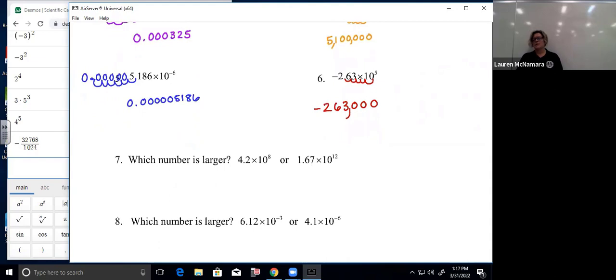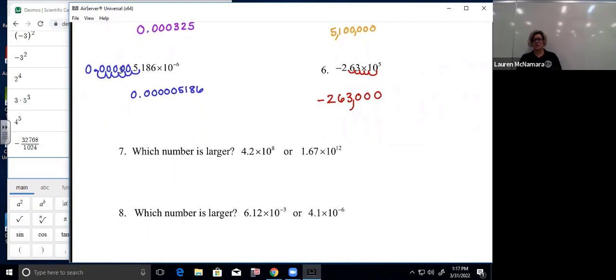Number 7 says, which number is larger? Well, this one, right? I'm going to move my decimal 8 places, and this one I'm moving my decimal 12 places, so positive 12. So therefore, which number is going to be bigger?